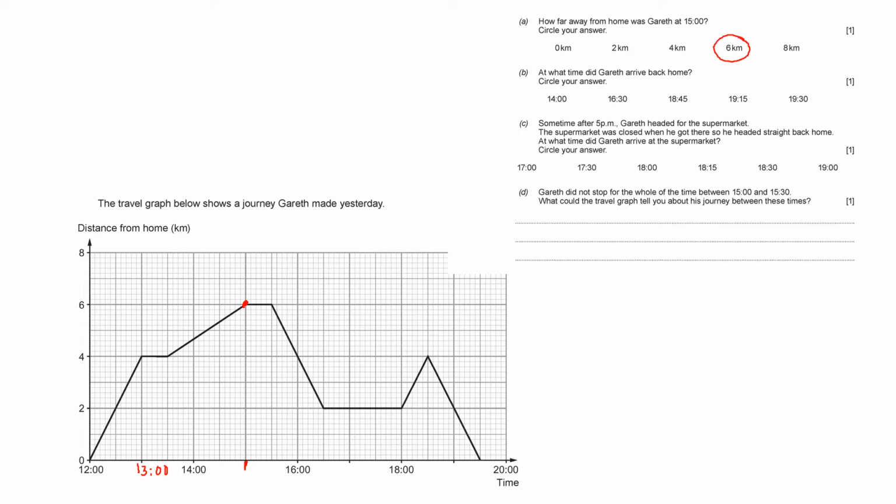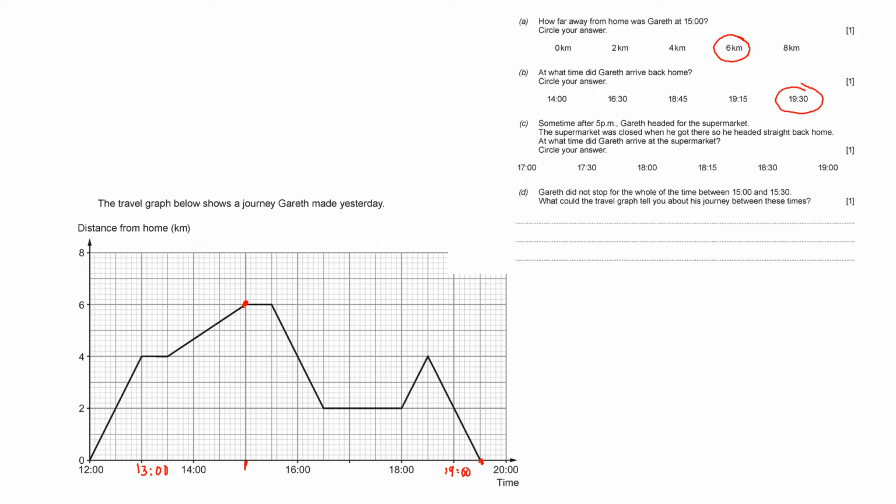At what time did Gareth arrive back home? Well, he left home, he went away from home, stopped, went further away, stopped, came back towards home, stopped, further away, and then back, and finally got home at this time here. And we've got to again be careful of scales. So if that's 6 o'clock, that's 8 o'clock. In the middle is 7 o'clock. And in the middle between 7 o'clock and 8 o'clock must mean that this time is 7:30.